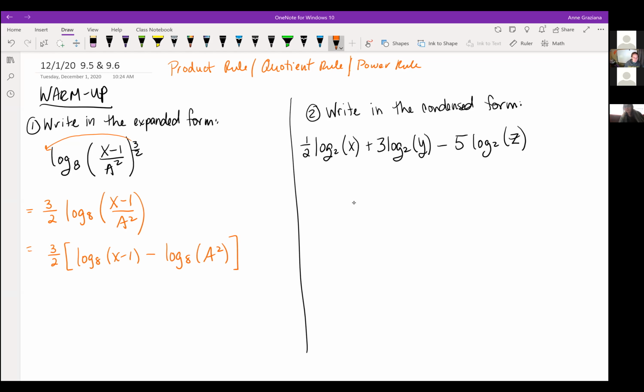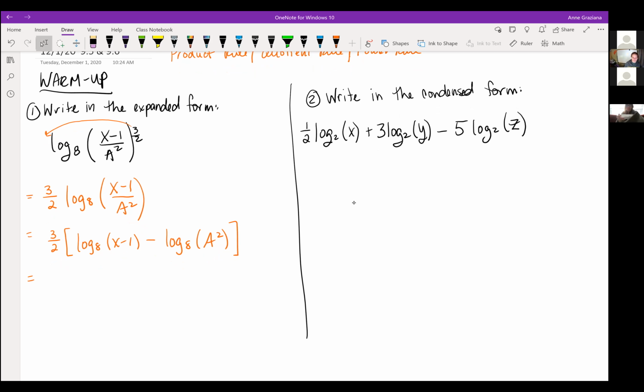Wait, Professor, how about if we just wrote the 3/2 between each of them? So like I wrote it before the log base 8 of x minus 1, then minus 3/2 log base 8 of a to the second power. Mm-hmm. Yes, that's good. I'm going to distribute it. I was just going to wait till the end to do that.